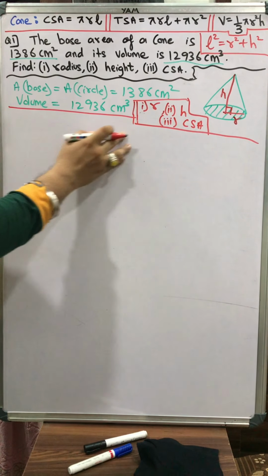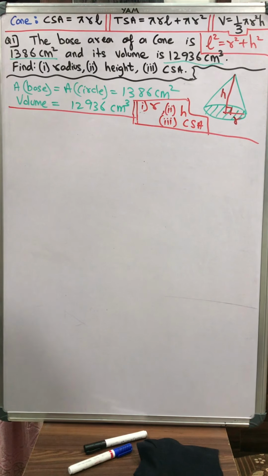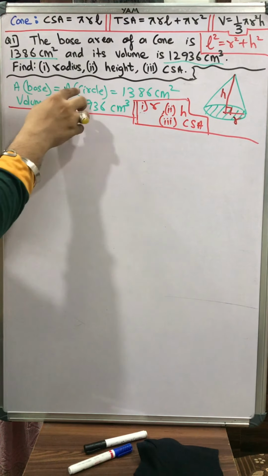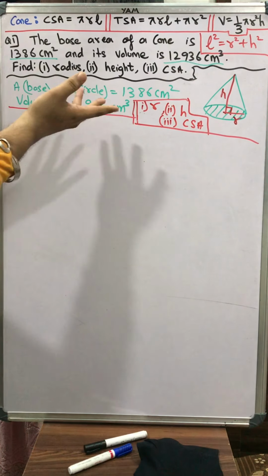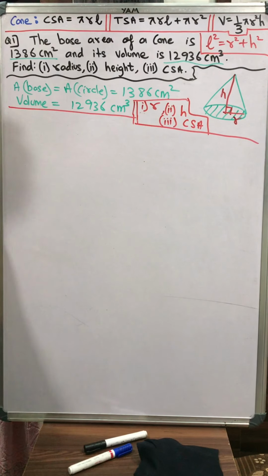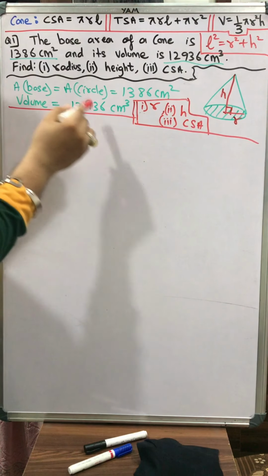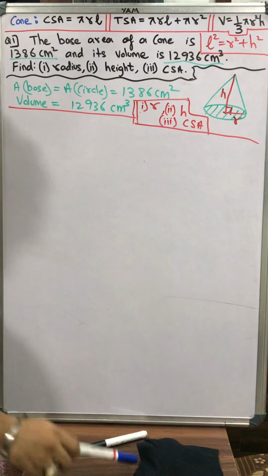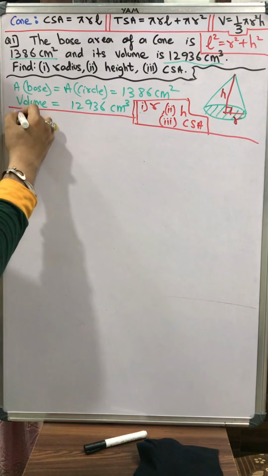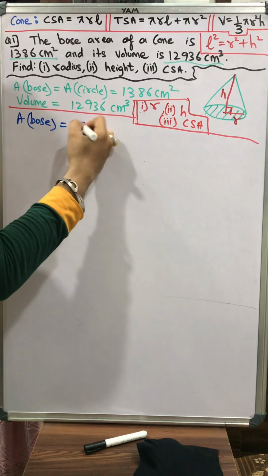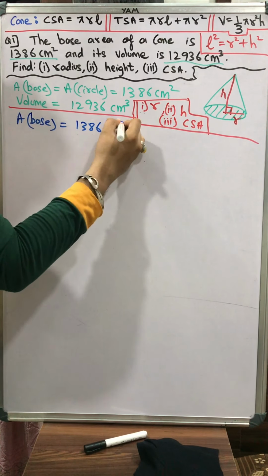Now students, how to start with the question? There are two given things. First is the area of base, which is area of circle. Let's start with the area of base. It's a very common thing, students, that this is the circular base and they have given to us the area of that base, which is area of circle. So I'll start with this. Area of base is given to me as 1386 centimeters square.